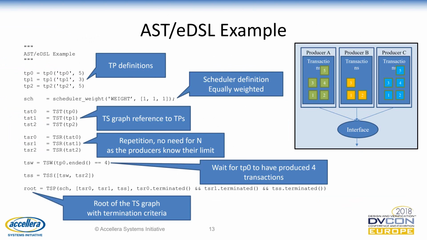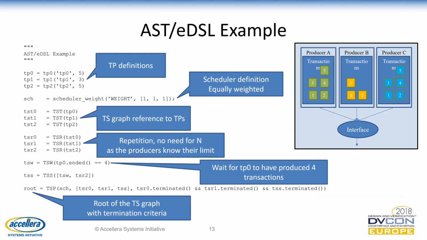then we have this slide, where on the right you see I recaptured the producers A, B, and C and the transactions. And on the left, we try to express the actual TSM for capturing this situation where you needed the producer C to wait until four of A had been applied. So from the top, you need three different transaction producers, TP0, 1, and 2, and they produce 5, 3, and 5 transactions each.